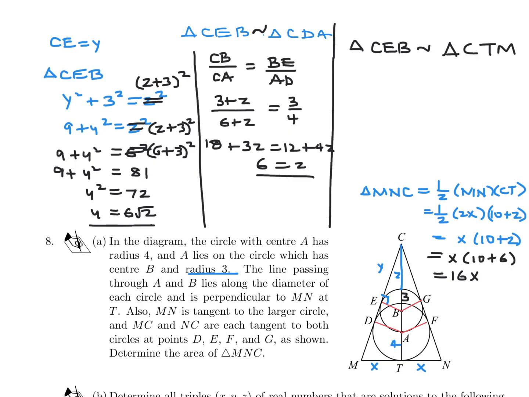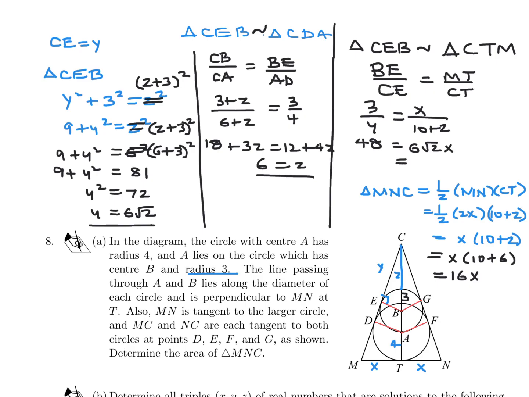Yeah, CEB is similar to the big, sort of half of the big guy. And therefore, those relationships would give you BE over CE is equal to MT over CT. So therefore, that would be 3 over y is equal to x over 10 plus z. Well, z is 6, so that's going to be 3 times 16, which is 48, is equal to y is 6 root 2 x.